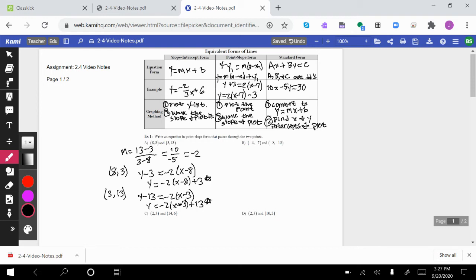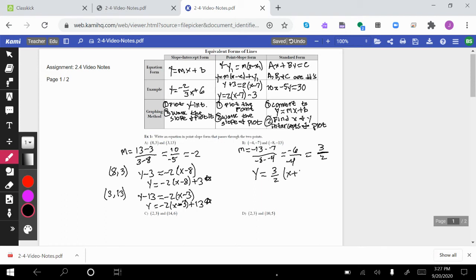So let's look at example B. We have our points (negative 4, negative 7) and (negative 8, negative 13). First we've got to find our slope. So m equals negative 13 minus negative 7 over negative 8 minus negative 4, and we end up with negative 6 over negative 4, which simplifies to positive 3 over 2. And so, again, for point slope form, what we can do is y equals 3/2, because that's our slope.